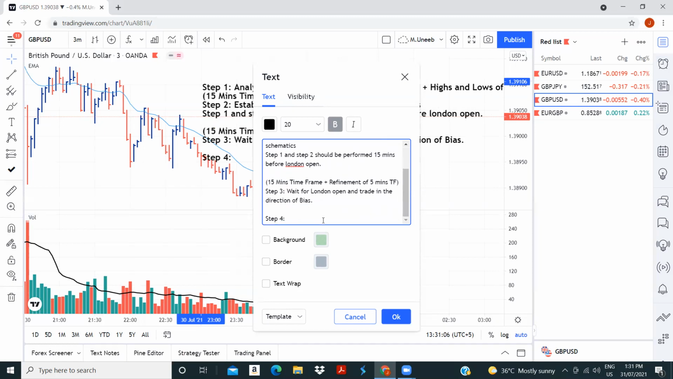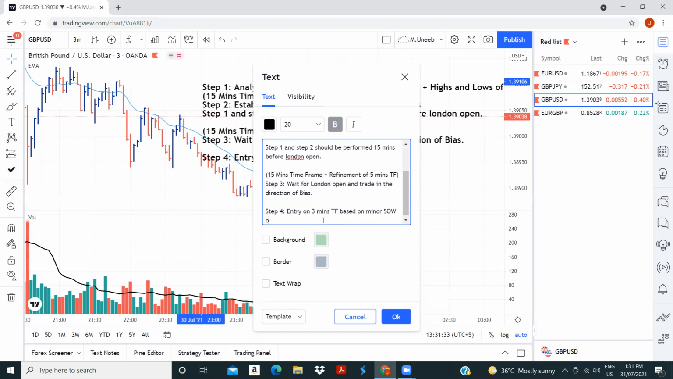Now step 4. What is the step 4? The step 4 is entry criteria. Entry on the 3 minutes time frame based on minor signs of weakness. If you don't know what the minor signs of weakness are, I will tell you again in this webinar. Entry on 3 minutes on the correct reference level. All right, so this is step 4.